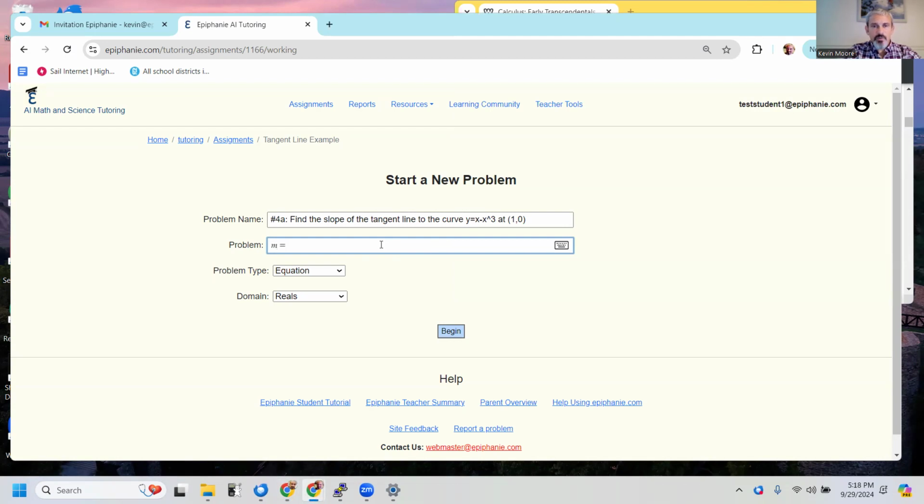I'm going to use m for the slope, and that's equal to, now there's 3 different ways you can enter problems here in Epiphany. One is you can enter them using text and shortcuts. And for some things like exponents and fractions, it's pretty obvious what to do. For other things like limits, it's actually kind of hard. So we're not going to try and do that with limits. You also can enter problems through handwriting recognition. That's more intended for tablets and cell phones, things like that.